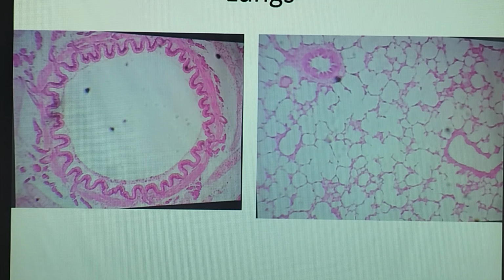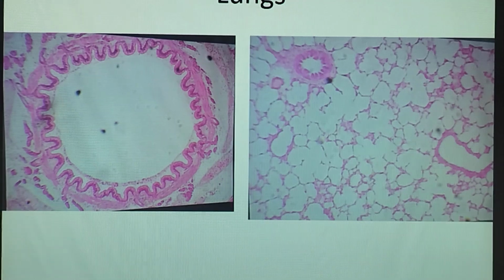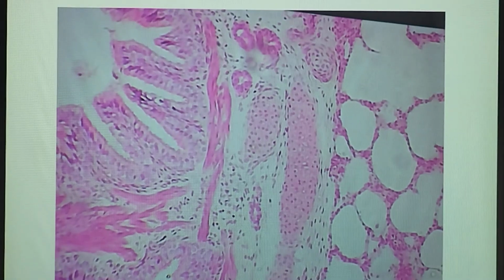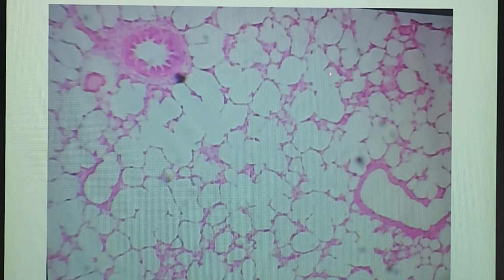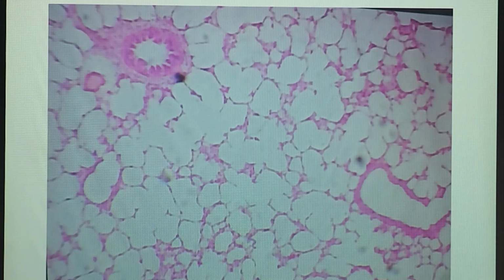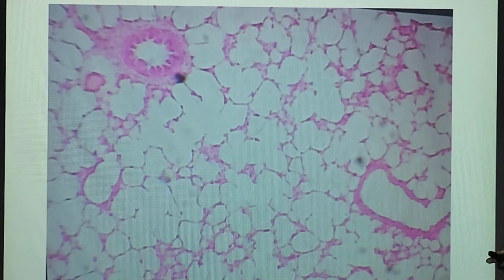You should also know the differences between bronchiole and bronchus. So please remember how to differentiate intrapulmonary bronchus and bronchiole. So I'll go back to the main slide. So this is how the lungs look. So we finish up with the histology of lungs here.